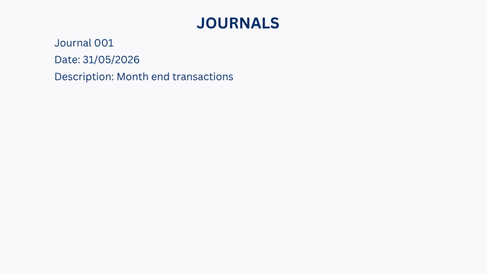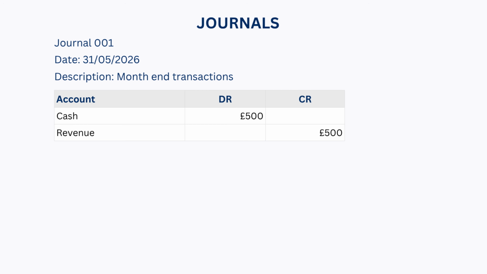Let's look at a few transactions. Suppose the business earns £500 cash from sales. Cash is an asset, and assets increase with debits. Sales revenue increases with credits. So the journal entry is debit cash 500 and credit sales revenue. The business now has more cash and more revenue.